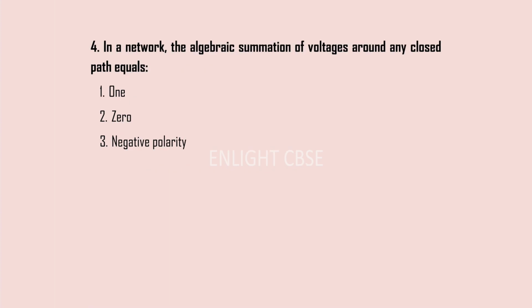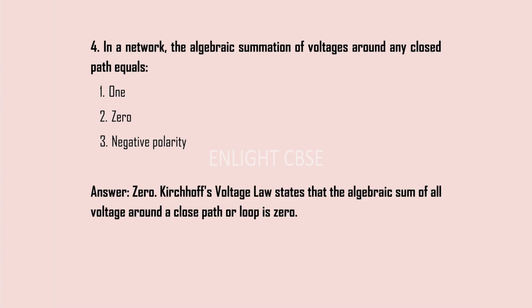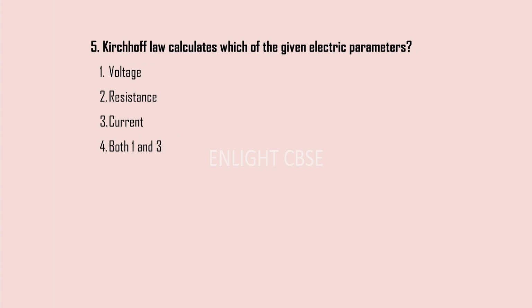Question 4. In a network, the algebraic summation of voltages around any closed path equals 1. 1, 2. 0, 3. Negative polarity. Answer: 0. Kirchhoff's voltage law states that the algebraic sum of all voltages around a closed path or loop is 0.